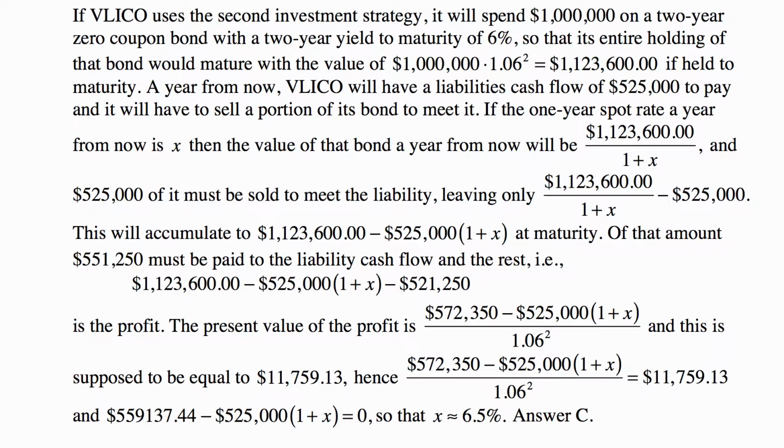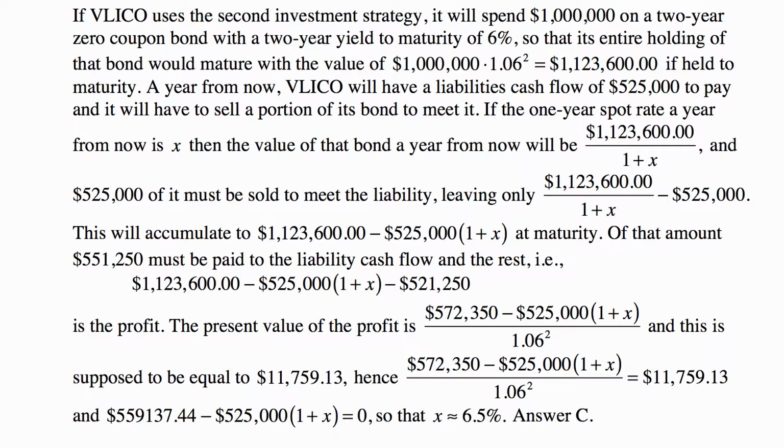If the 1-year spot rate a year from now is X, then the value of that bond a year from now will be the present value of the terminal cash flow at that interest rate X, and 525,000 of it must be sold to meet the liability, leaving only the difference of the two. This will accumulate at X, and it will be worth (1,123,600 minus 525,000) times (1 plus X). Of that amount, 551,250 must be paid to the liability cash flow, and the rest is the profit.